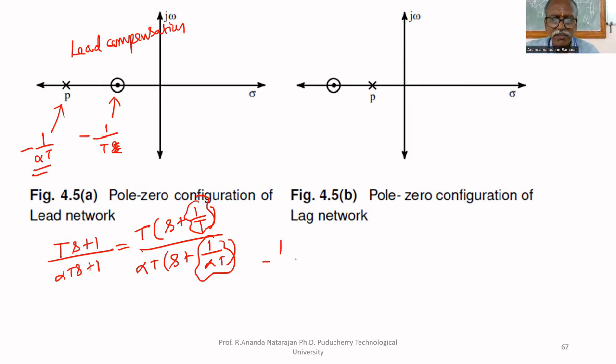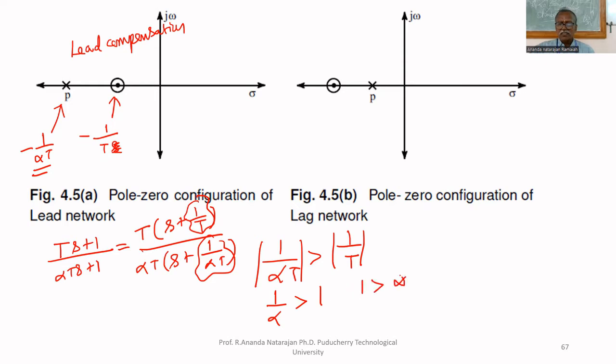So 1 by alpha tau must be greater than 1 by tau. Am I correct or not? Modulus of 1 by alpha tau must be greater than modulus of 1 by tau. Tau getting cancelled. Therefore, 1 by alpha is greater than 1, or alpha is less than 1. Sorry, alpha is less than 1. If alpha is less than 1, then it is called lead compensator.